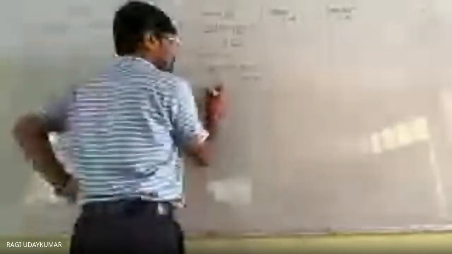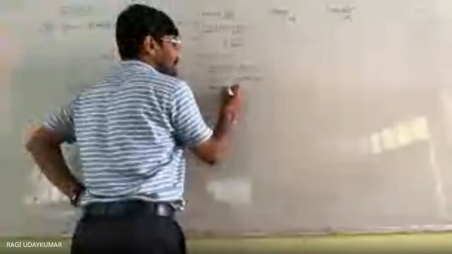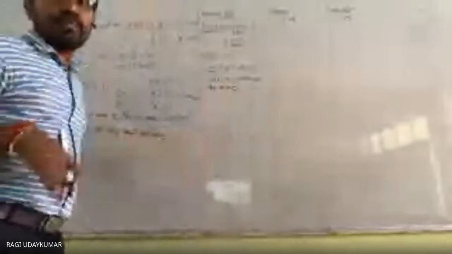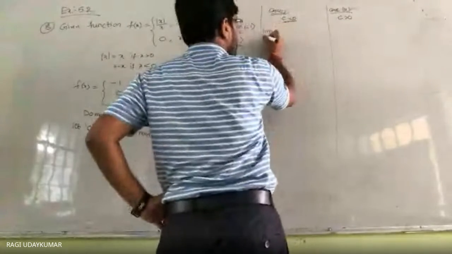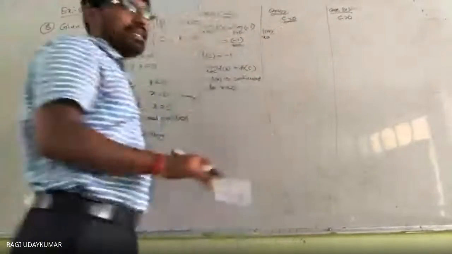Continuous for all the points less than 0. It is continuous for x less than 0. Now at x equals 0, you need to check the left hand limit and right hand limit. Why? Because we need to find out the limit as x tends to c, and c already is equal to 0.